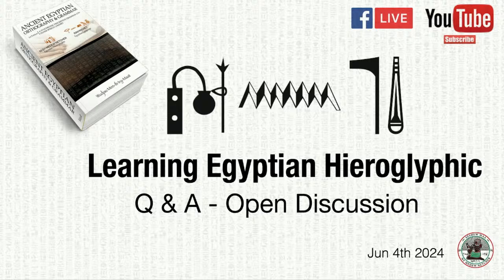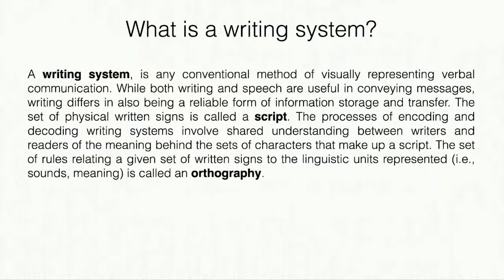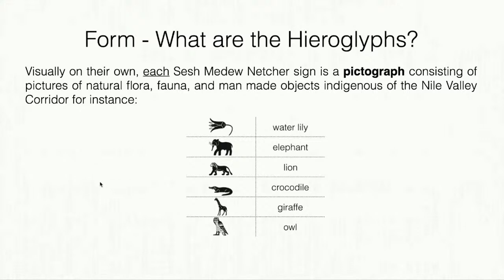They're pictures of, I think this is the slide I have here. What are they? They are depictions and pictures of the natural flora, fauna, and man-made objects that are indigenous to the Nile Valley corridor and the Delta. That's why you don't see tiger glyphs or polar bear glyphs, because these are images that were familiar to the ancient Egyptians in their surroundings, indigenous to that area on the continent of Africa. So that's what the glyphs are.